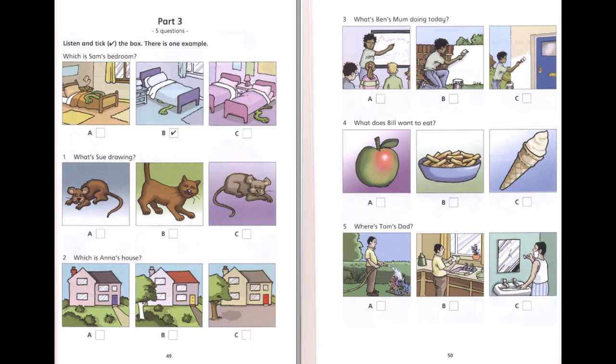3. What's Ben's mum doing today? Ben, is your mum teaching at school today? No, it's Sunday. She's in the garden. She's painting. Painting the house or the wall? She's painting the wall. 4. What does Bill want to eat? What do you want to eat, Bill? An apple? No, I don't like apples. OK. A nice ice cream, then. No, I don't want an ice cream. I want chips. Please.